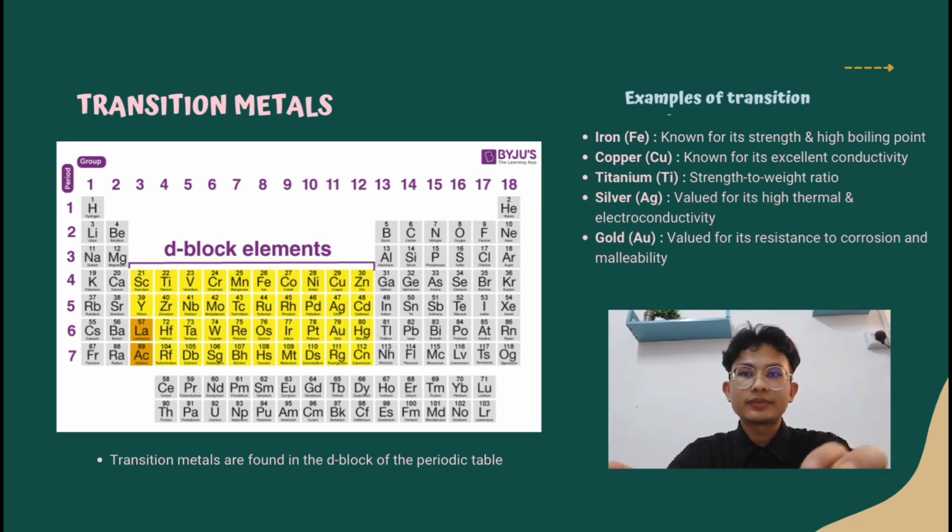to 16. Examples of transition metals are iron, known for its strength and high melting point; copper, celebrated for its excellent electrical conductivity; titanium, renowned for its exceptional strength to weight ratio; silver, and gold.